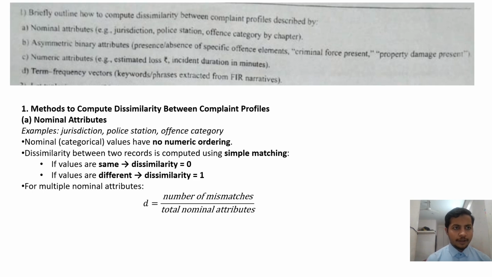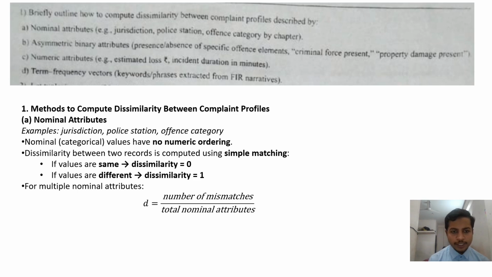Question number 1. Briefly outline how to compute dissimilarity between complaint profiles described by A. Nominal attributes, for example jurisdiction, police station, offense category by chapter. So the methods to compute dissimilarity between complaint profiles: A. Nominal attributes. For example, jurisdiction, police station, offense category. Nominal categorical values have no numeric ordering.